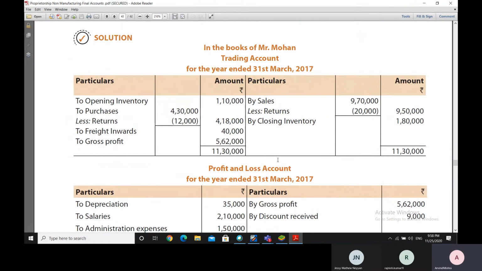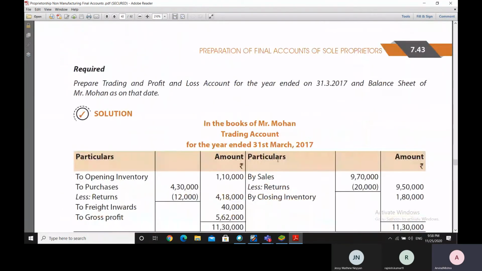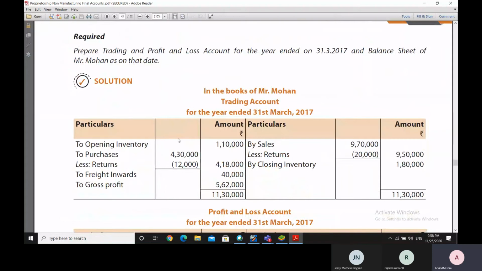So in this situation, we have to identify very clearly that in the trading account, we have freight inward, because whenever we make some purchase, we pay for the freight. When we pay for the freight, we have to add it into the trading account, and not to the profit and loss account. The freight inward is to be taken in the trading account, as has been done in this case.